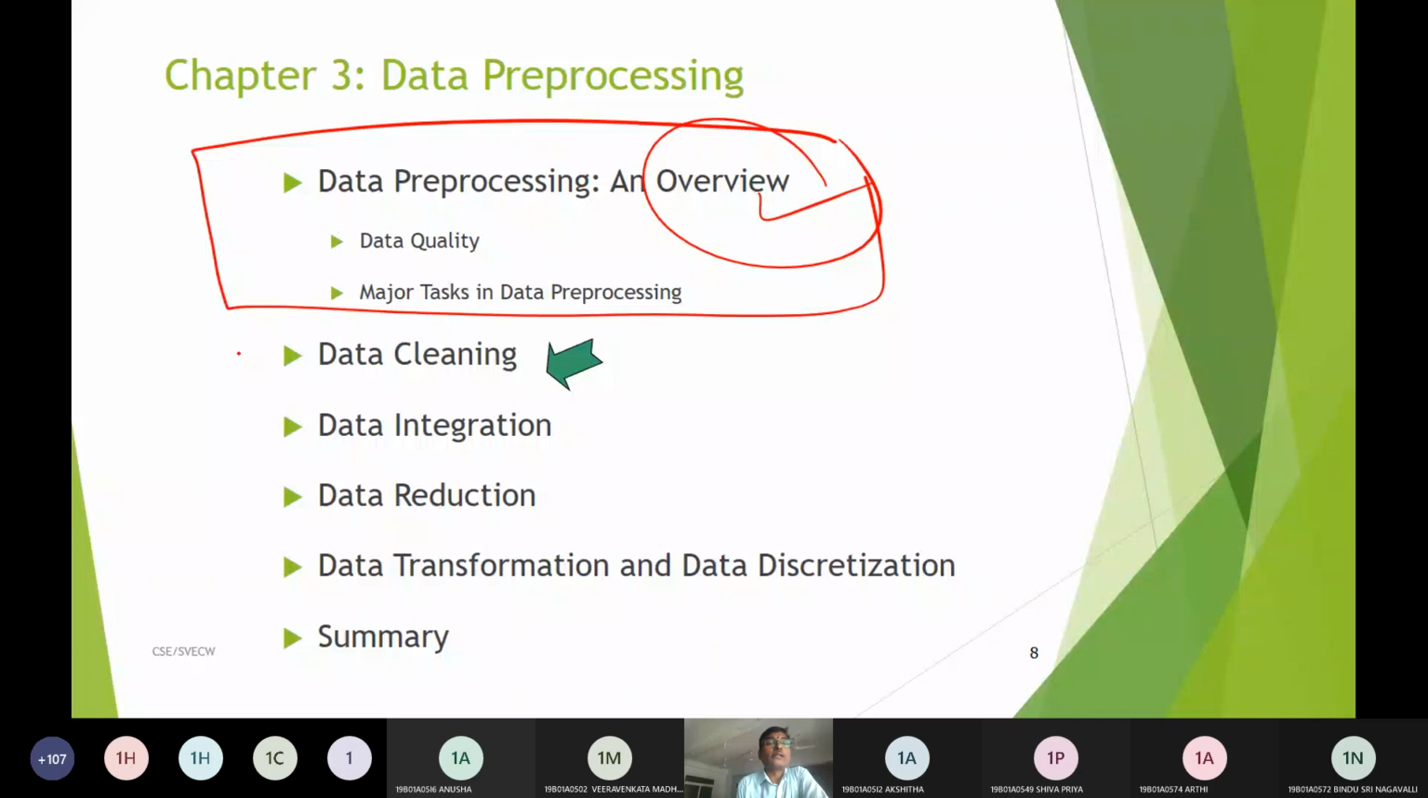So, incomplete data. Your ID card has a field called blood group. At the time of admission, they will ask you what your blood group is. If you don't know your blood group, that field will be empty. Putting it as empty, we are going to call it incomplete data.